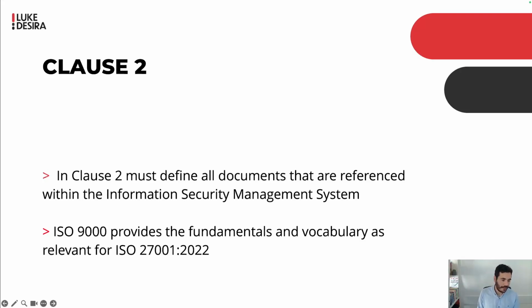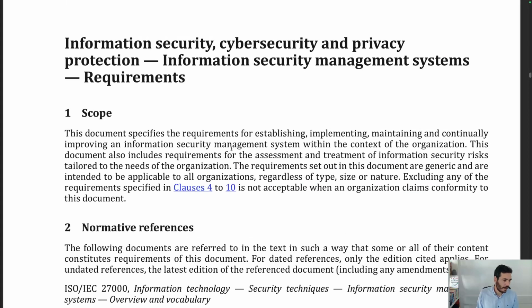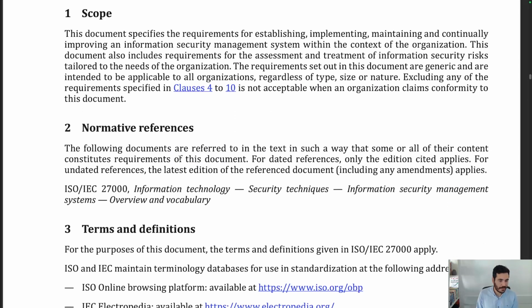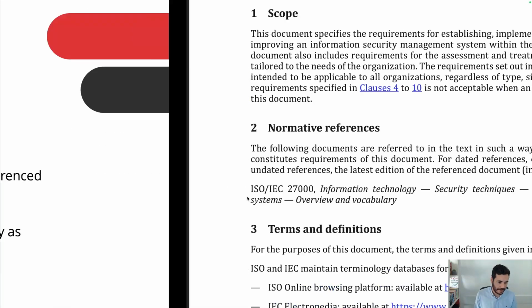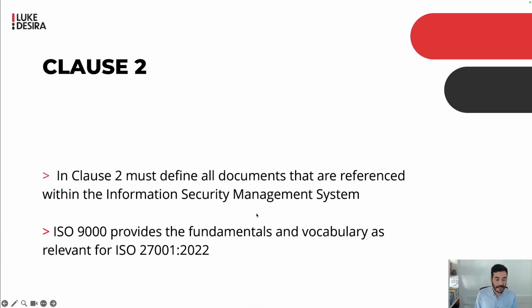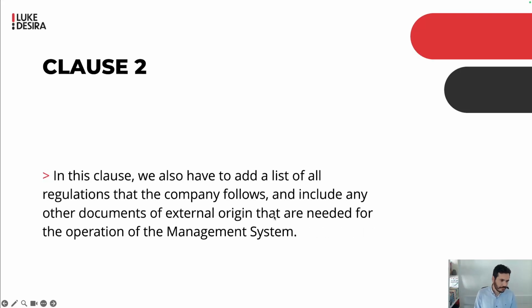Okay? And if we were to see directly what the standard actually says about this, for example, here, the standard is saying that this document, ISO 27000, is being referenced within this document, meaning that the vocabulary, for example, relating to ISO 27001 is being described in this other standard, okay? In this other document, rather.